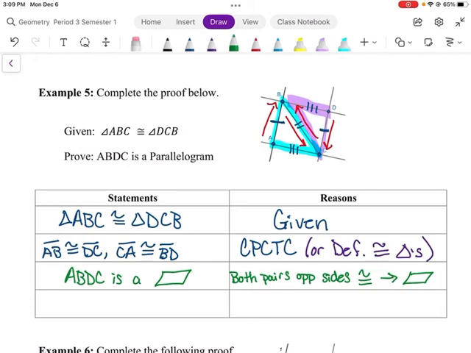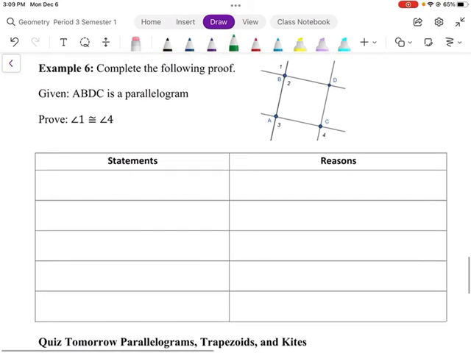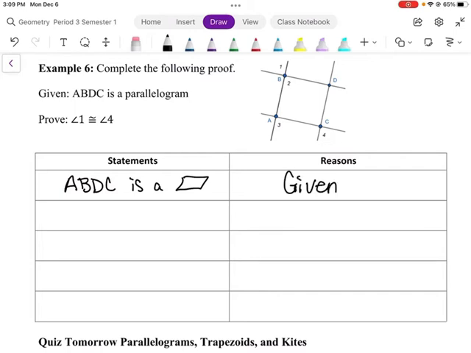All right, we're going to complete the following proof, and we're given that ABC is a parallelogram. So let's write that down. And they want us to prove that angle 1 is congruent to angle 4. Okay, so we're going to use the angles that they give us, 1, 2, 3, and 4. The first thing that I notice is that 1 and 2 are going to be congruent to each other because they are vertical angles. So I'm going to write that in my proof. Angle 1 is congruent to angle 2.